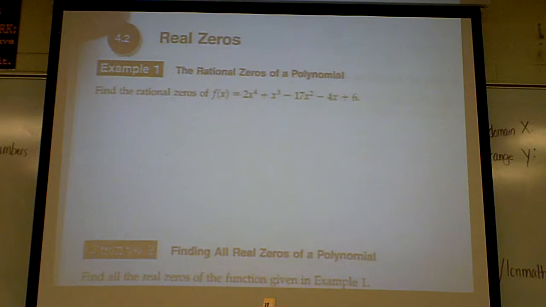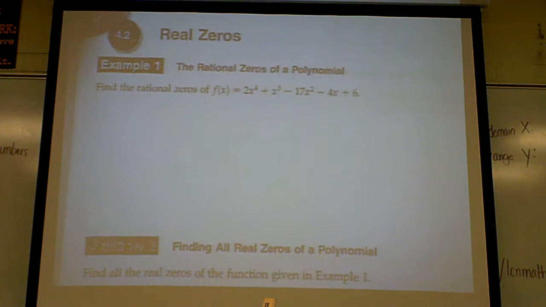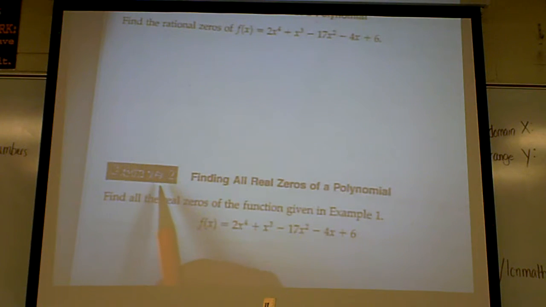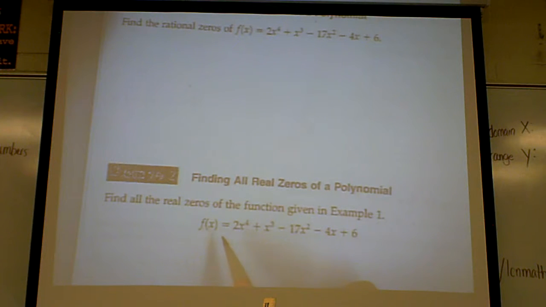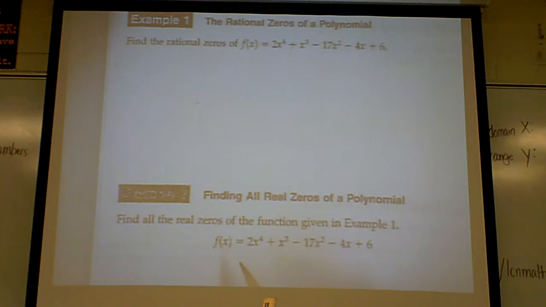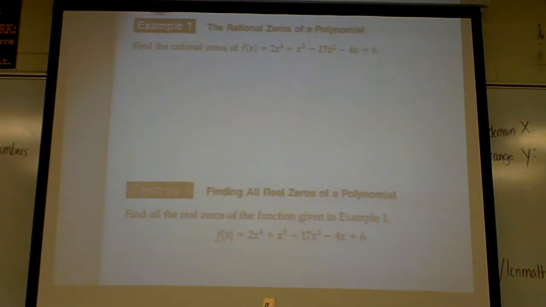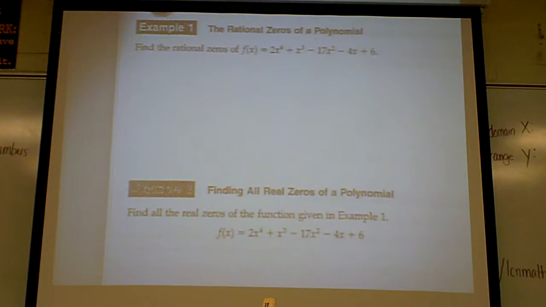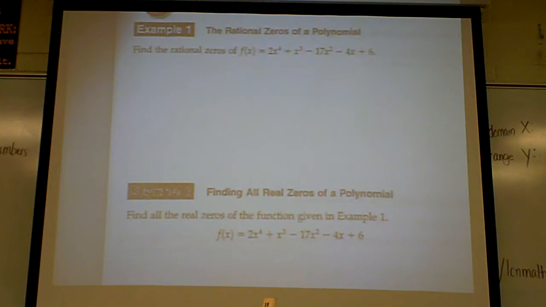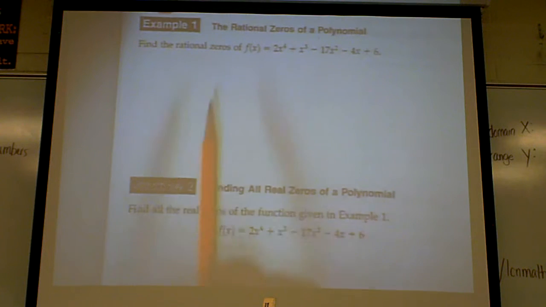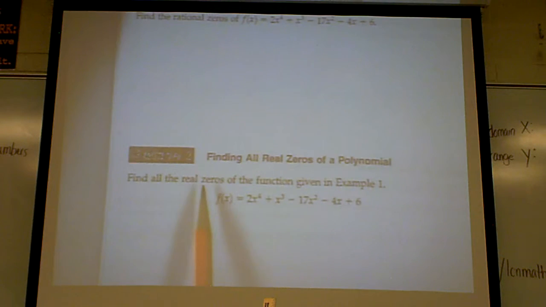You have it. Everyone see example 1? Now, I want you to read example 1, and believe it or not, this is example 2. It's blotchy. What do you see different about example 1 and 2? The rational directions. There you go. One says find the rational zeros, and this one says find the real zeros.